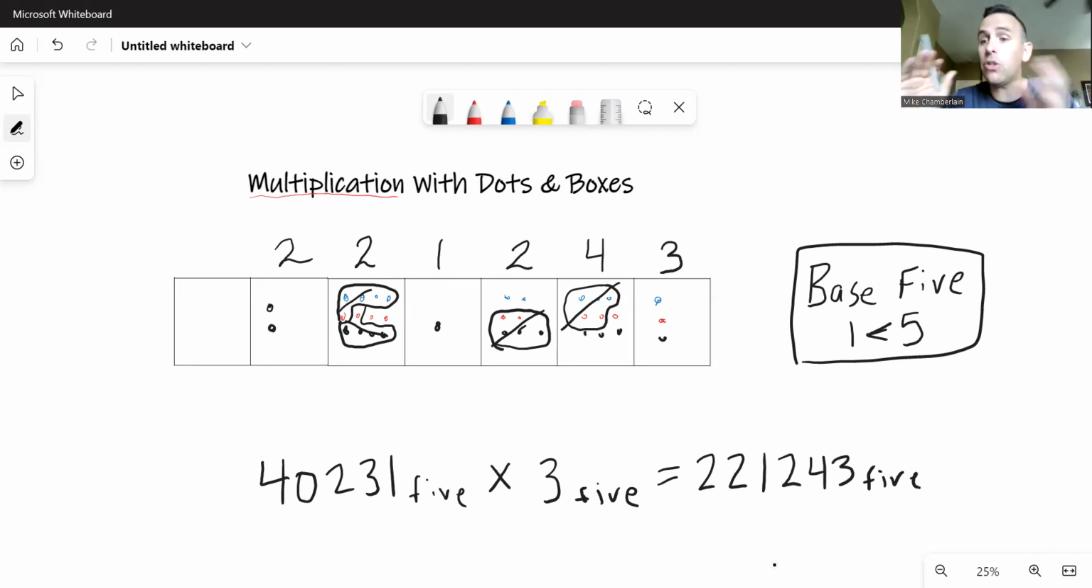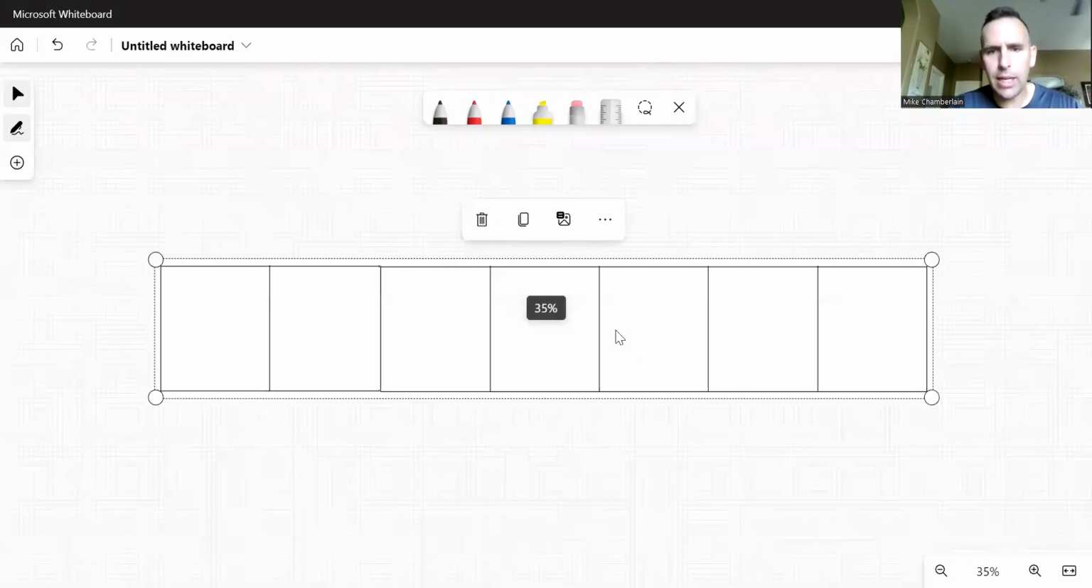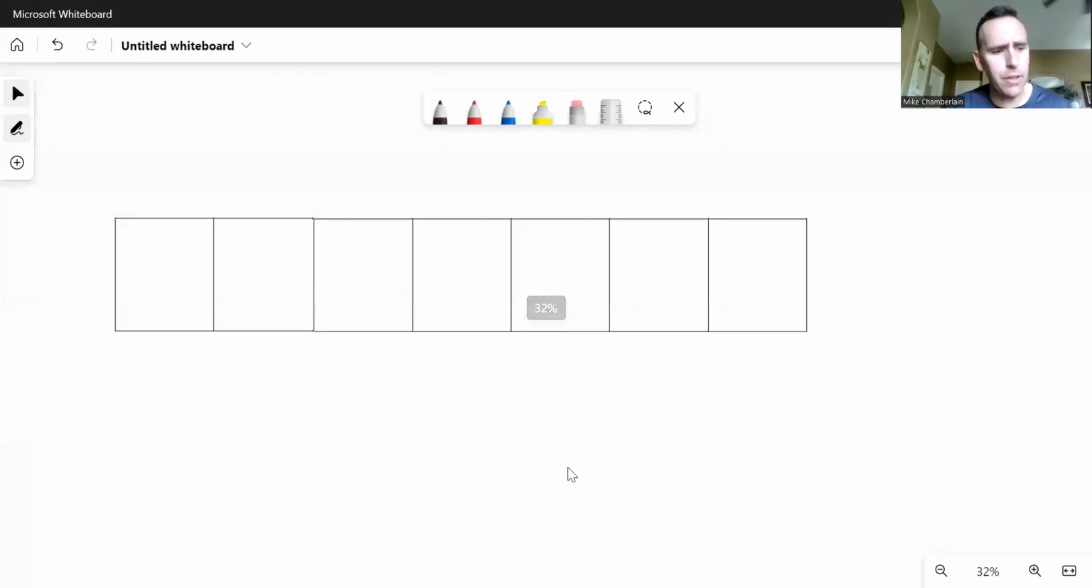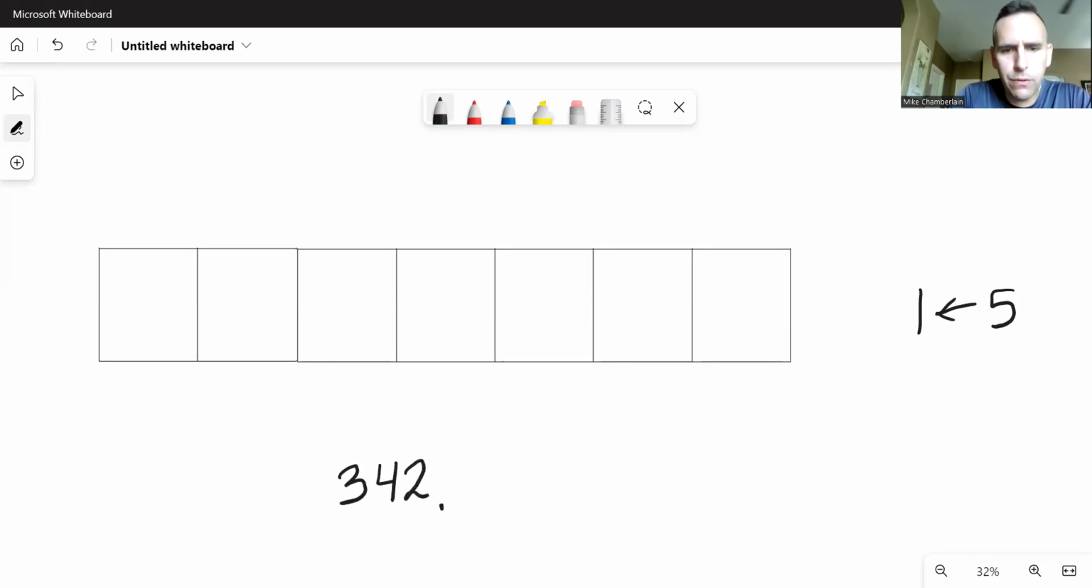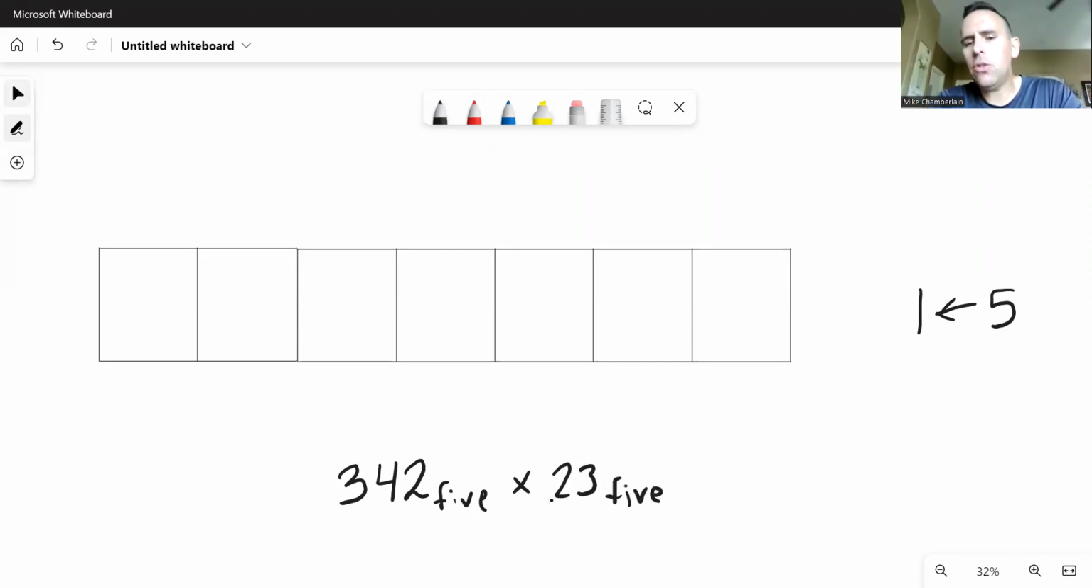So this is just to build an understanding of what we mean by repeated sets or repeated addition. Let's take a look at a secondary example. And in this example, we'll take a look at 2-digit numbers. Let's still stay in base 5 just for purposes of illustration. So in this, I want to multiply the number 342 base 5 times 23 base 5. It's tempting to mispronounce these as 342 or 23, but let's stay away from that.